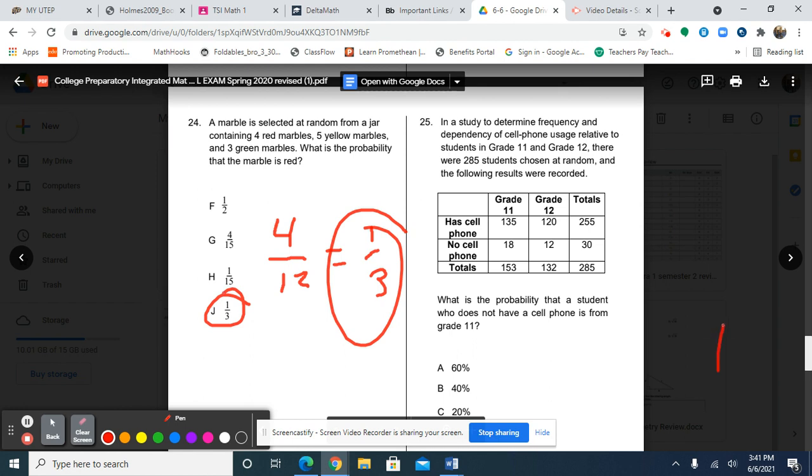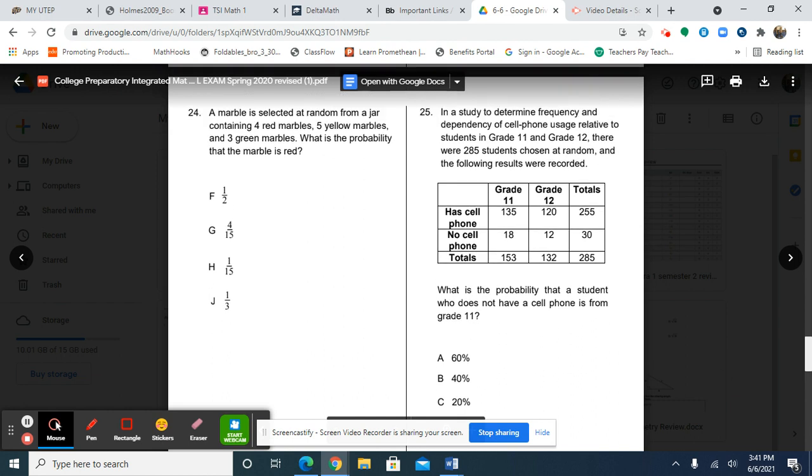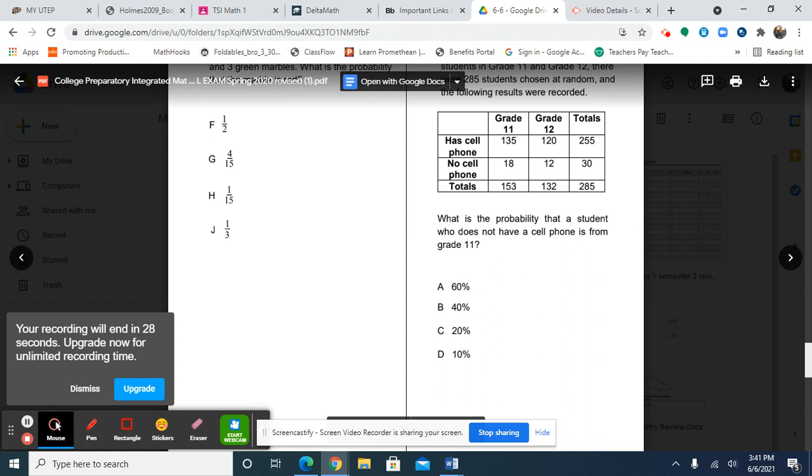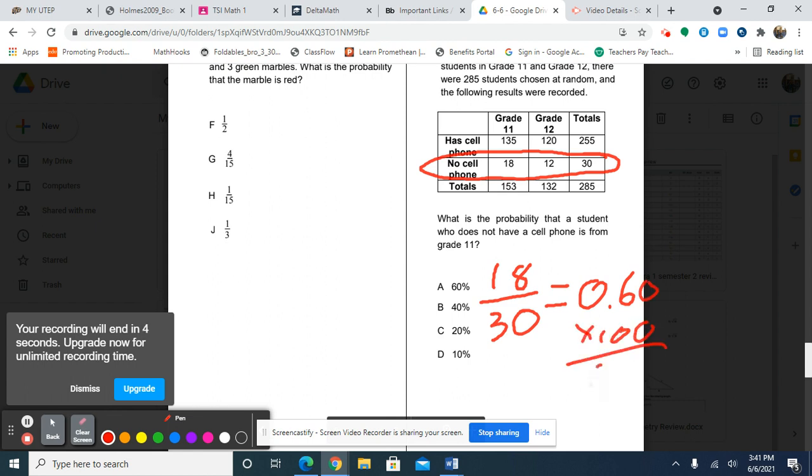And finally, we have number 25. It says, in a study to determine frequency and dependency of cell phone usage relative to students in grade 11 and grade 12, there are 285 students chosen at random, and the following results were recorded. So what is the probability that a student who does not have a cell phone is from grade 11? So we're going to focus on the ones that don't have a cell phone, which is only 30 of them. So that's 18 out of 30 would be in grade 11. When you put this into a calculator, that's 0.60. You multiply that by 100, the answer is 60%.